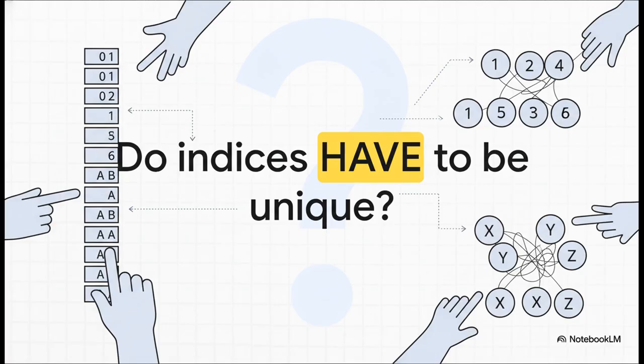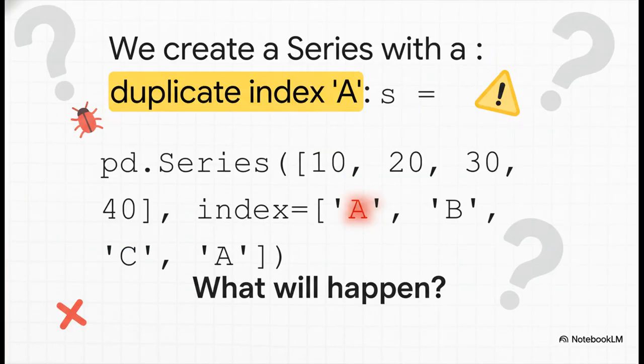Now, you'll hear people say you should always use unique indices, and you know what? That's fantastic advice. But what happens if you don't? So we're going to break the rule, on purpose. Take a close look at the index we're creating here. We're using the label A twice, once for the number 10 and again for the number 40. So what's going to happen? Is Python going to yell at us? Will our code just crash and burn?